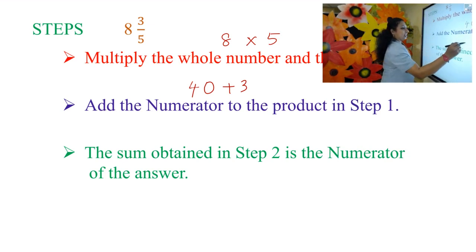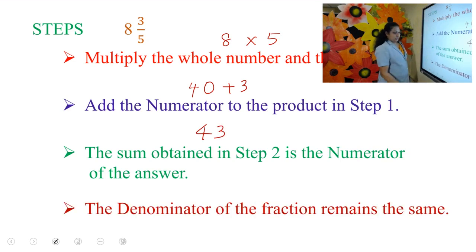The sum obtained in step 2 is the numerator of the answer. So when you add, what we get is the numerator. Then the denominator of the fraction remains the same. That is 43 by 5. Understood? These are the steps. First, multiply whole number and the denominator. Then the answer you get, plus the numerator. That is the numerator, we get 43. Then the same denominator, by 5. So this is how you convert a mixed fraction to improper fraction.